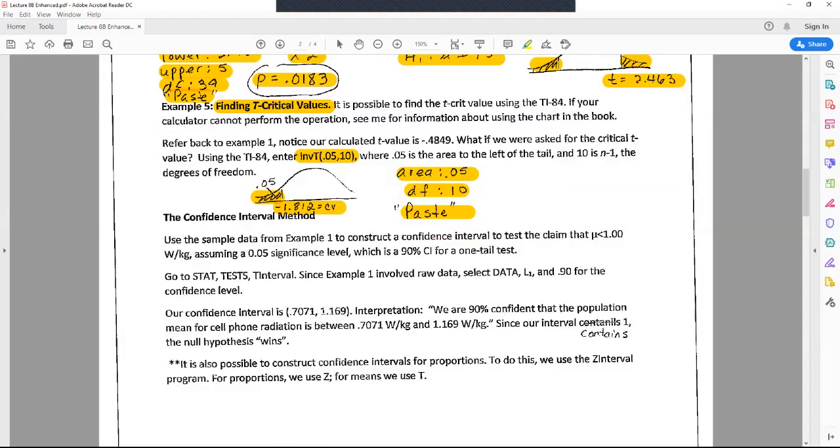We can also use the confidence interval method. By now, you should be pretty familiar with confidence intervals.